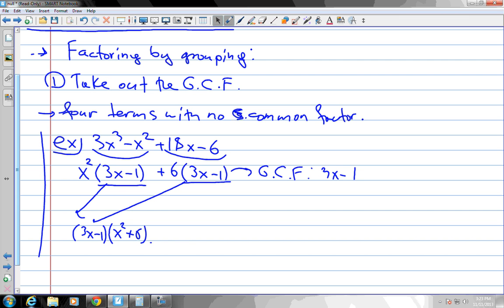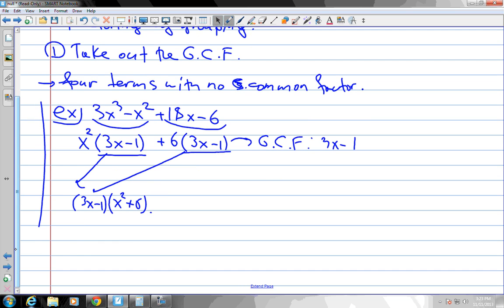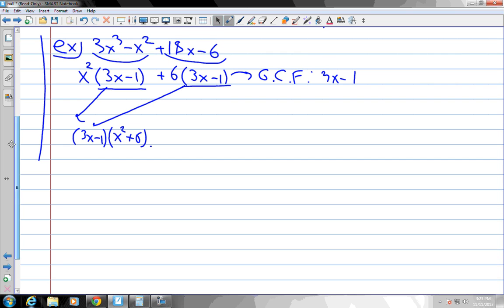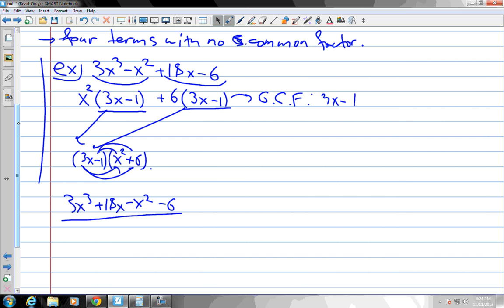How can I make sure that that's the right answer? Yeah, so if you do the FOIL, I should get the original problem back, right? So you don't have to do that, but you can always double check yourself. So if you go 3x times x squared, that's 3x cubed. 3x times 6 is 18x. Negative times x squared is negative x squared. And negative times 6 is negative 6. Is that the same as the original? It's only in slightly different order, but that's okay.